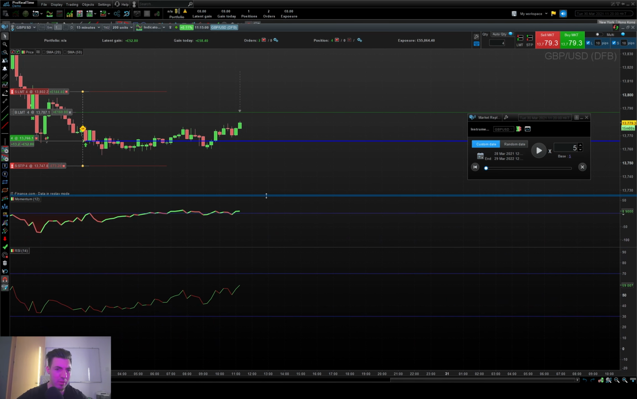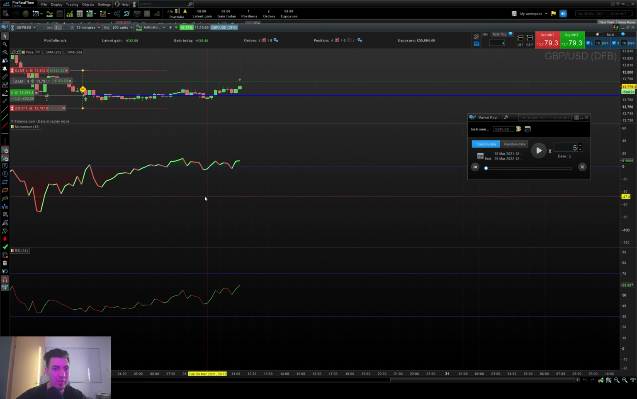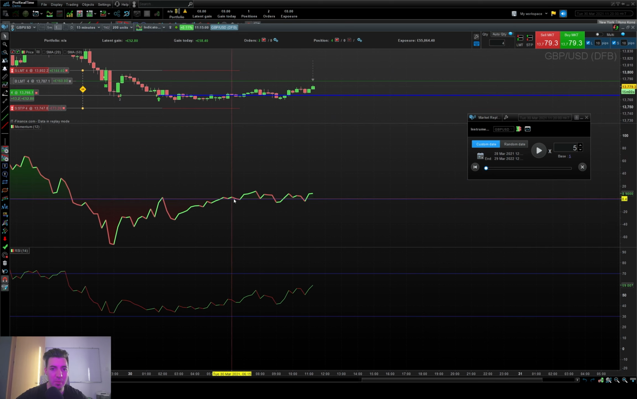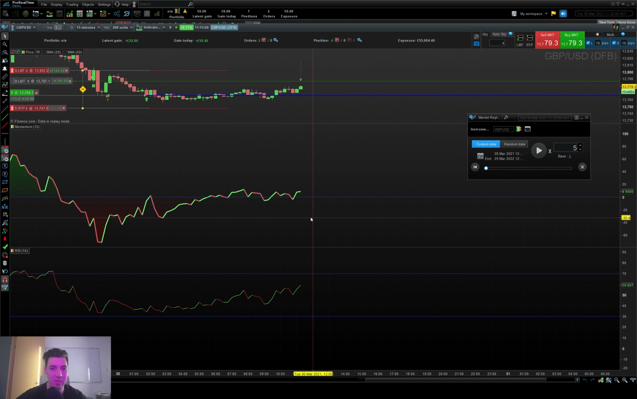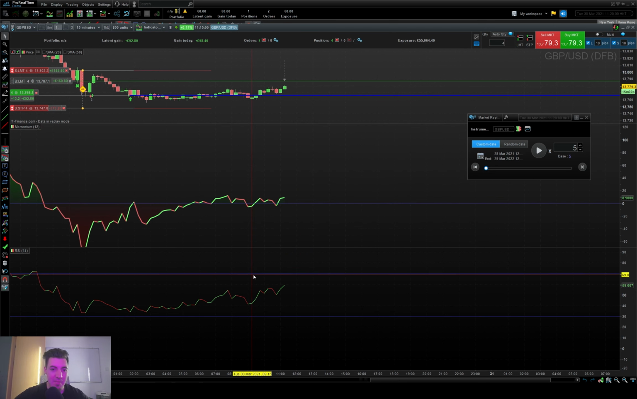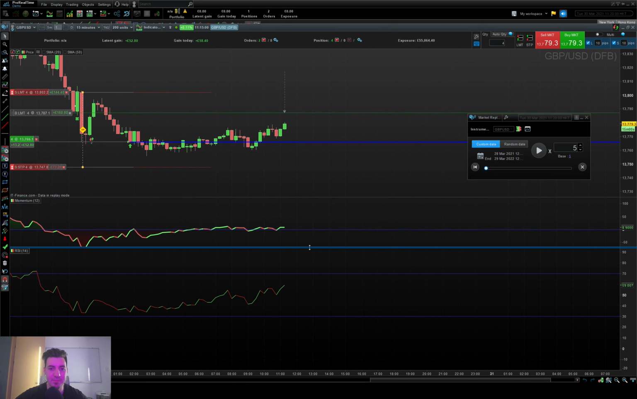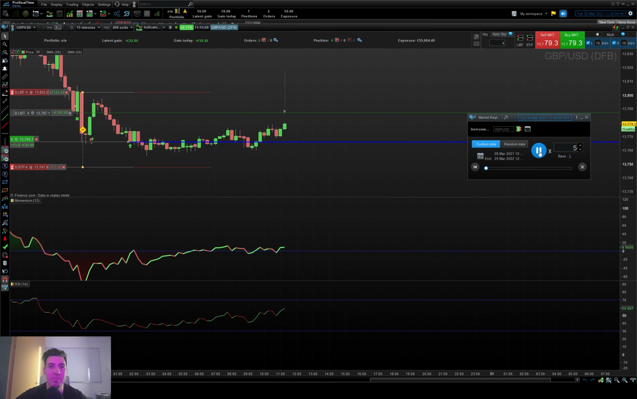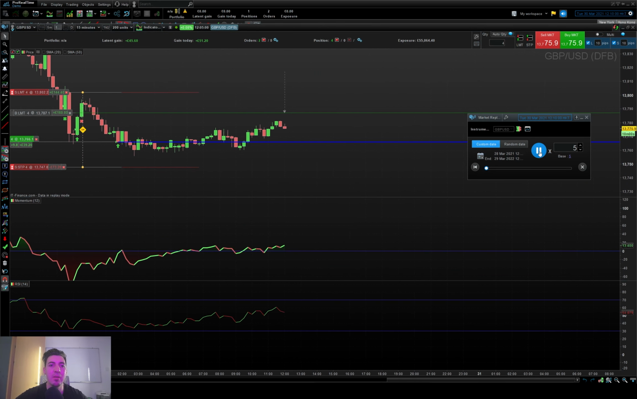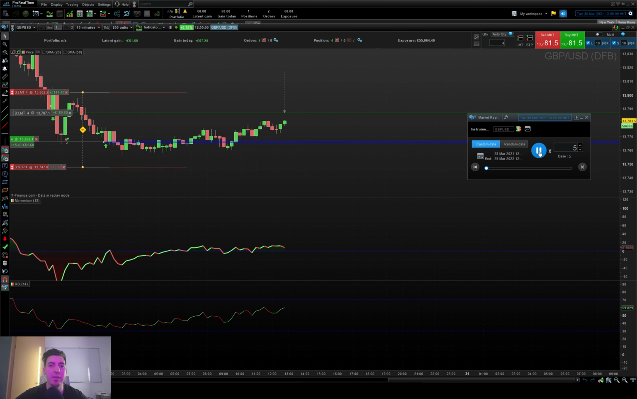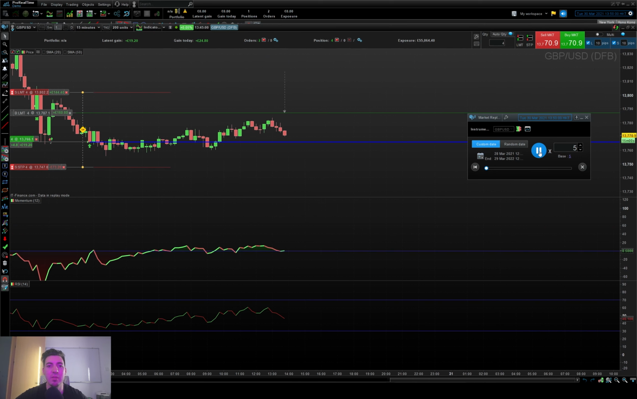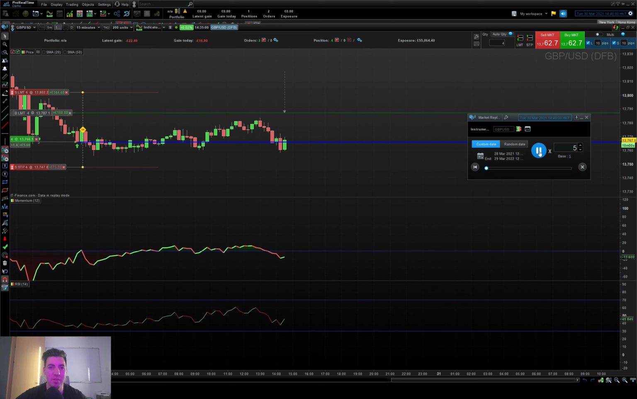overbought territory. And our momentum is certainly going more toward the uptrend, but it's hovering around that, I don't know, line, right? That zero line. So let's see how this pans out. Yeah, here we go. Okay, I think there's going to be a big market movement.